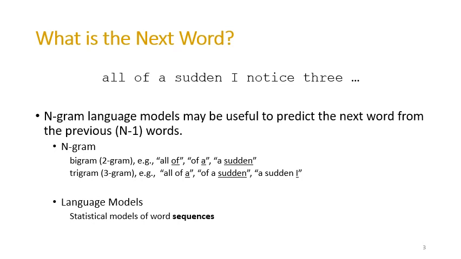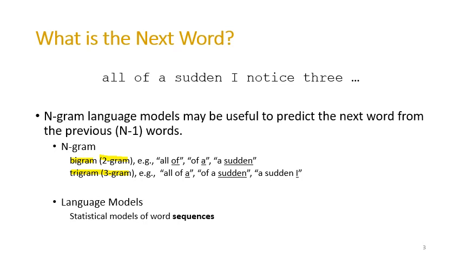So let's look at what n-gram means. So n-gram means that if you're having a 2-gram, or we usually call it a bigram, it means that you're having a pair of words. It's almost like the sliding windows in the word embedding topic, if you remember about it. So here the bigrams are all of, of a, a sudden, and so on. We may also have a trigram, which means we are now looking at 3 words together. So all of a, of a sudden, a sudden I.